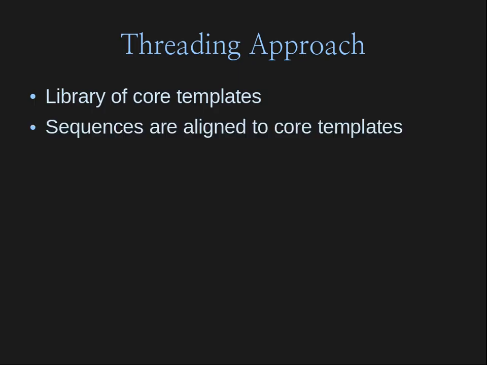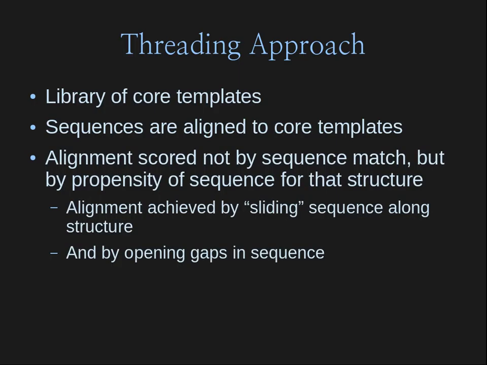And then again, sequences are aligned to that. And then we're getting a sequence match, but again, just restating what I just said, a propensity for that sequence to form that structure. So we do that by sliding these sequences around and finding which line up very well or have the highest probability of forming that structure.